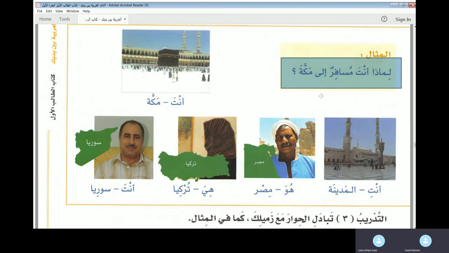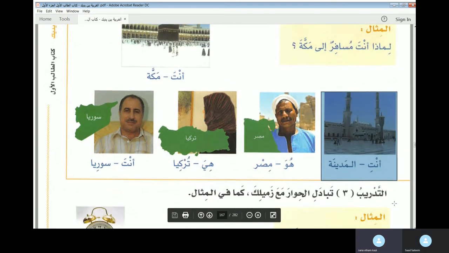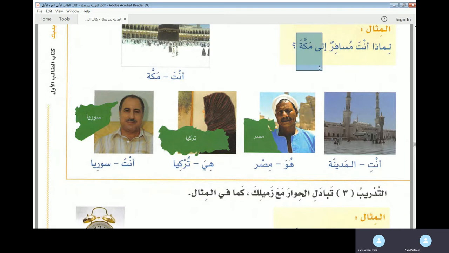Okay. Limaza, why are you traveling to Makkah? Makkata, right? Or ila, but why Makkah? Because it is mamnoon min as-sarf. Limaza anta musafirun. For female, musafiratun. Limaza anti musafiratun ila al-Madinata. Ila al-Madina. Just say Madina. Don't usually try to ignore the last vowel, but okay. Next.